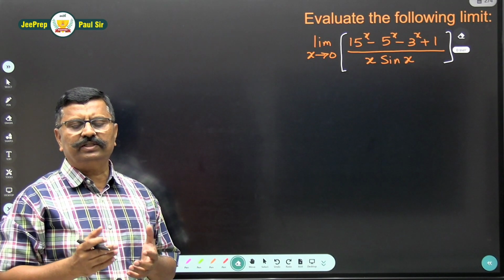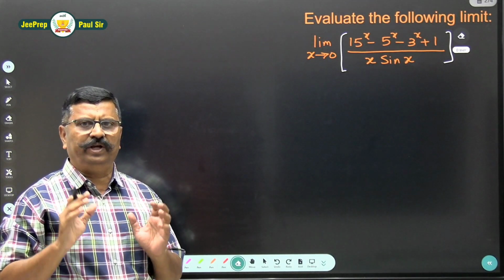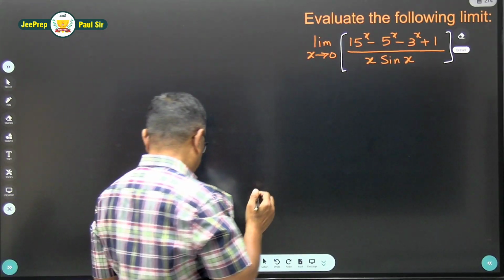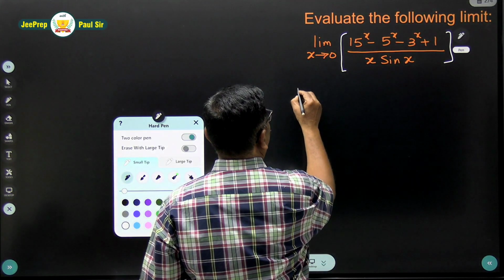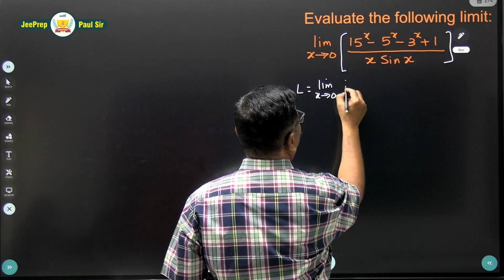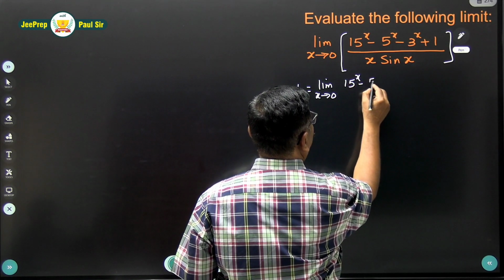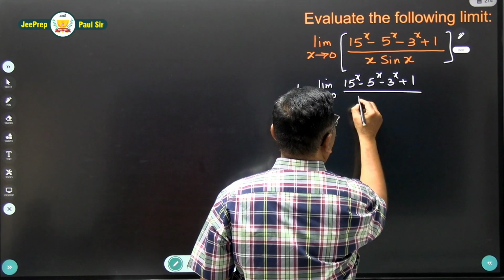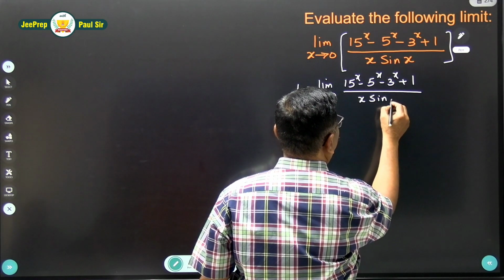Now to evaluate this limit, we need to know the formulas of exponential limit. Before that, let N be the limit of this function. Let's write this. N is equal to limit x tends to 0, 15 raised to x minus 5 raised to x minus 3 raised to x plus 1 divided by x sin x.